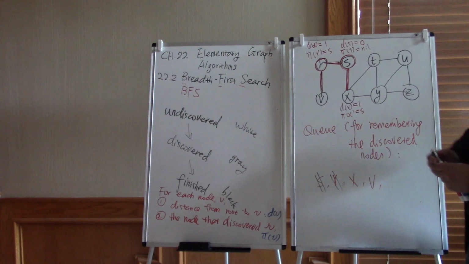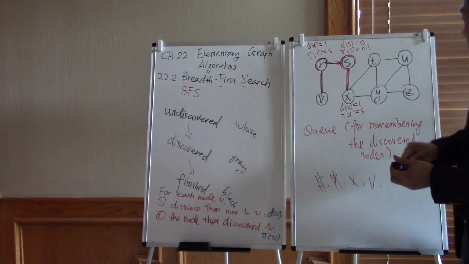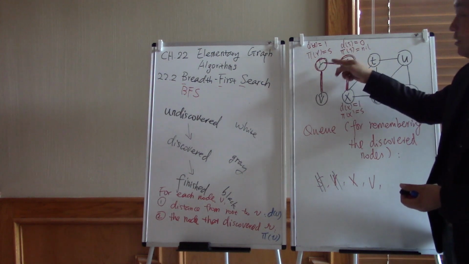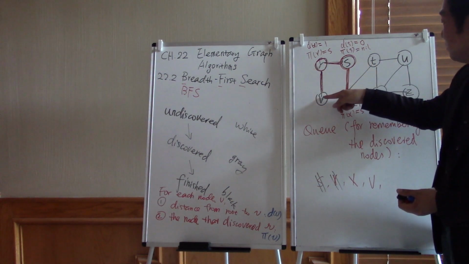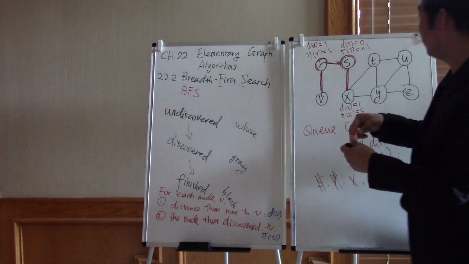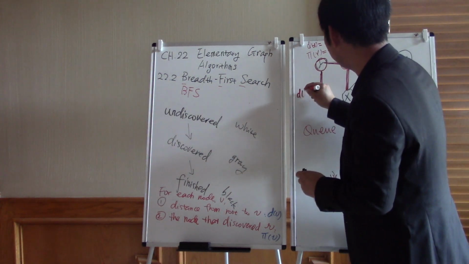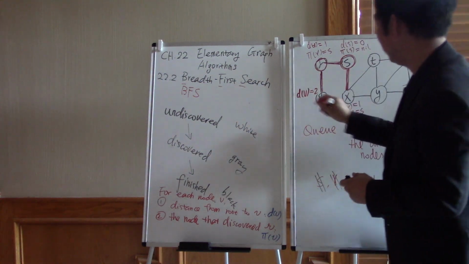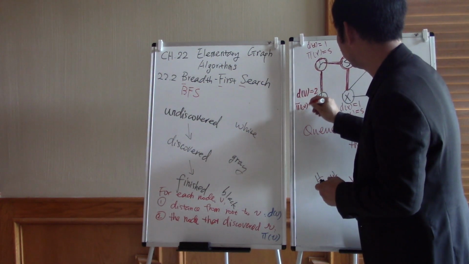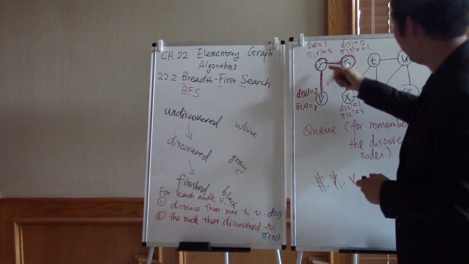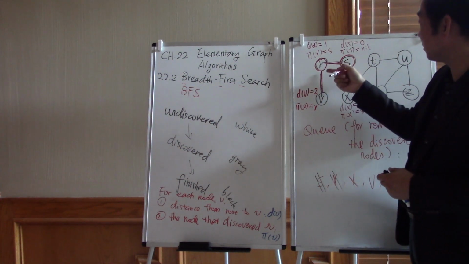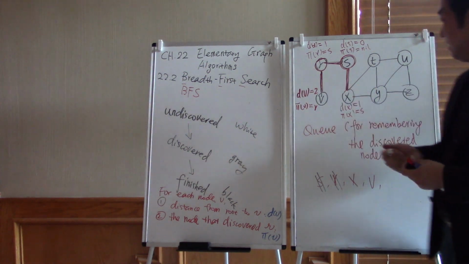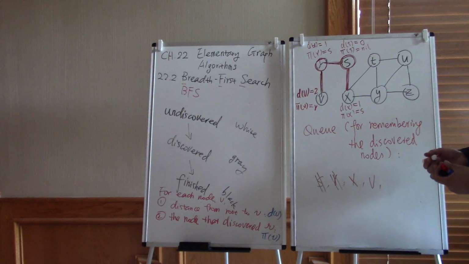Okay, and because we discovered V from R, we know that D of V should be D of R plus 1. R is one hop away from S, so V should be two hops away. So therefore we have D of V equals 2. 1 plus 1 is 2. And also pi of V equals R, because R discovered V. So R is a predecessor of V on the path from S to V. Okay, so now V is in the Q. And now let's keep going.